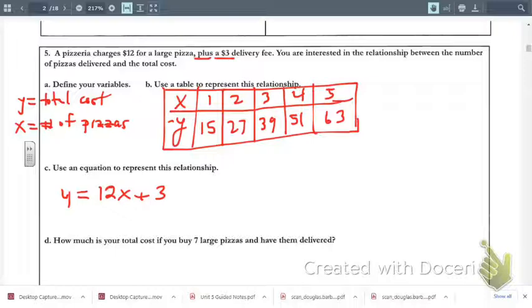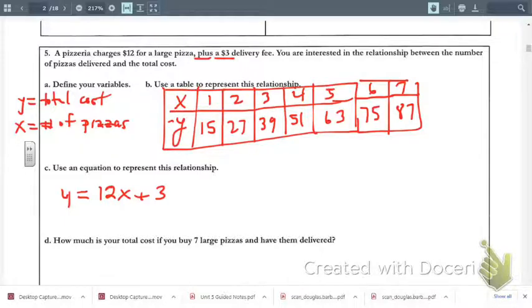And it says how much is your total cost if you buy 7 large pizzas and have them delivered. Alright, well, let's continue with our table. So plug in 6, we're going to owe 75, and then plug in 7, and we would owe $87. Okay, so it should be $87 that we owe.